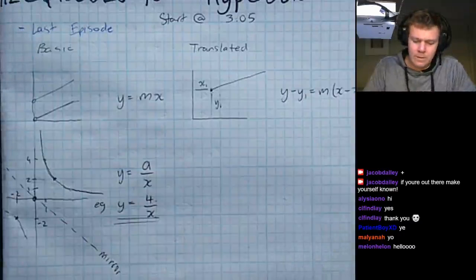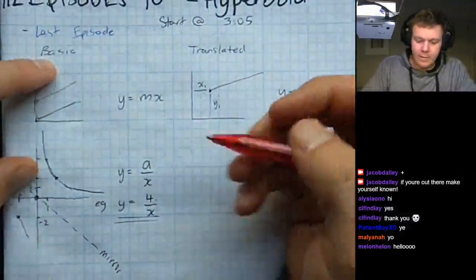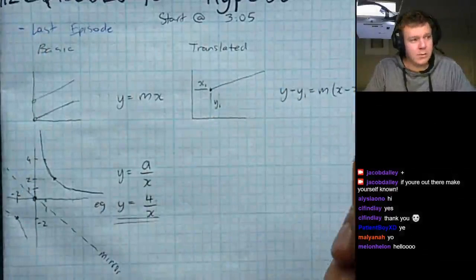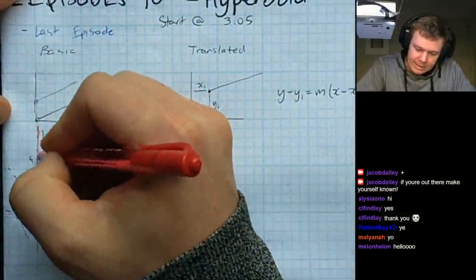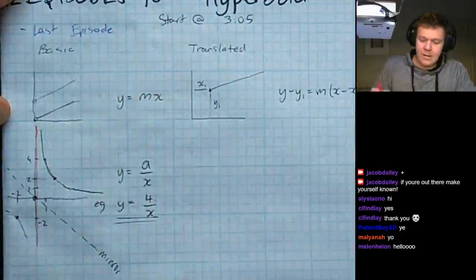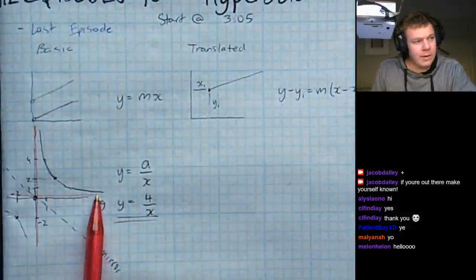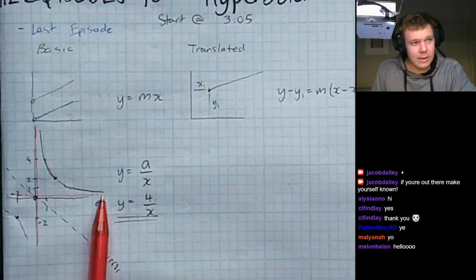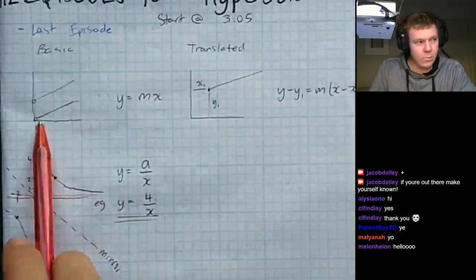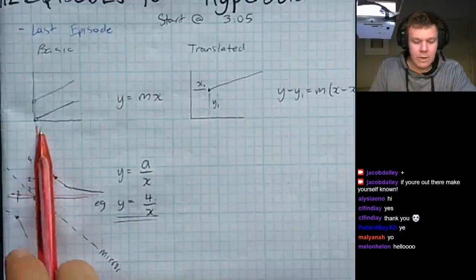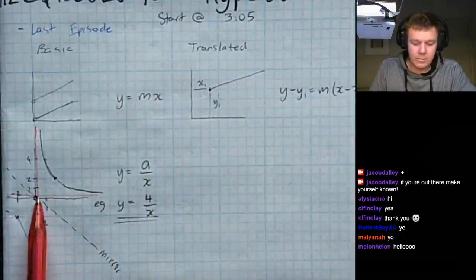Another thing to note about hyperbolas is they have two asymptotes. The axes in this case are the asymptotes. The hyperbola never actually touches the x-axis going this way, and it never touches the y-axis going that way. So you get to infinity before you get to 0.